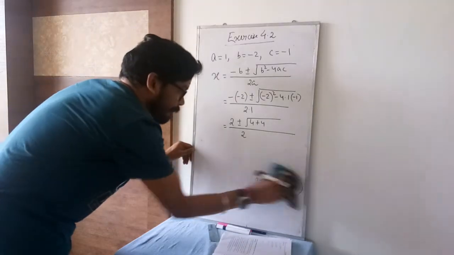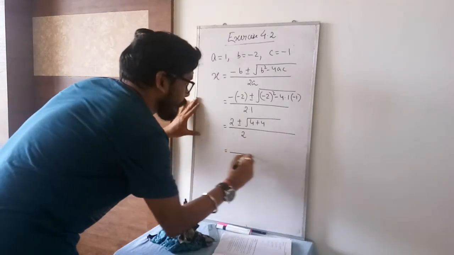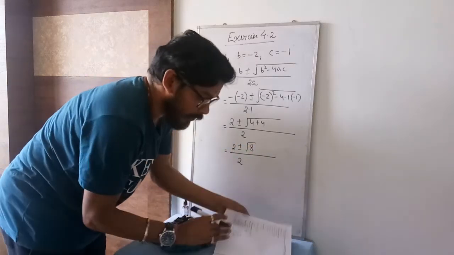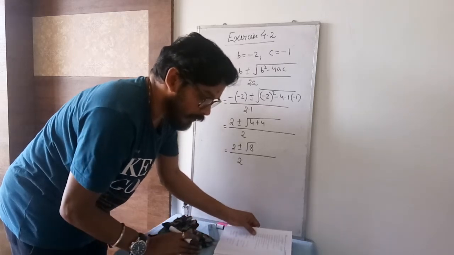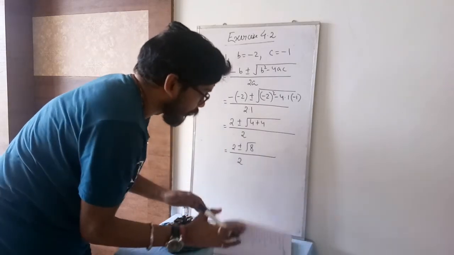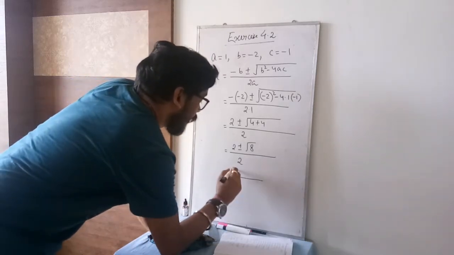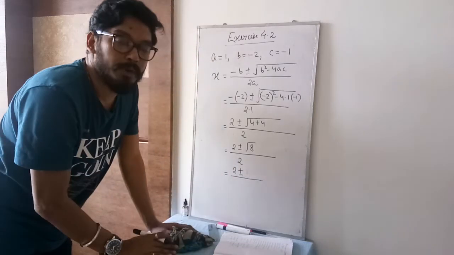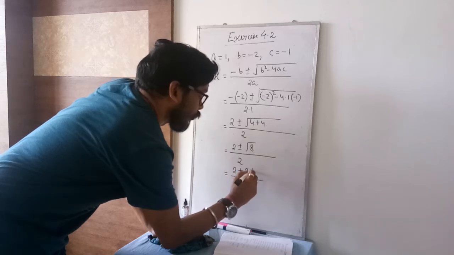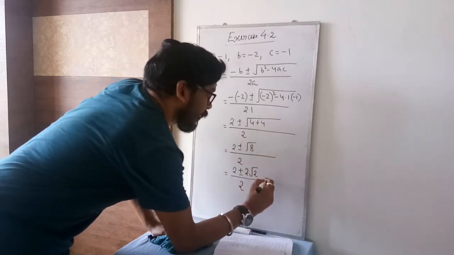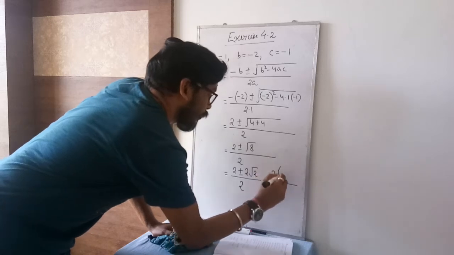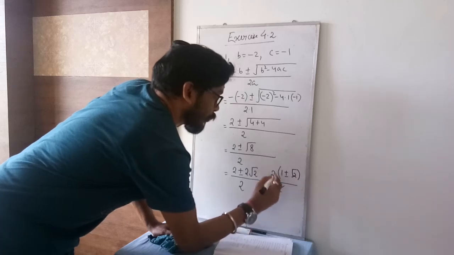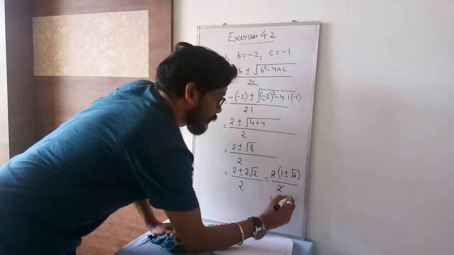So next it is 2 plus minus root 8 by 2. Have I done something wrong here? Roman number 4, no? So here root 8 means root of 4 into 2, and square root of 4 is 2, so 2 root 2. I am writing it here. So it is 2, if you take common, 1 plus minus root 2 by 2, the 2 will cancel, it will be 1 plus minus root 2.